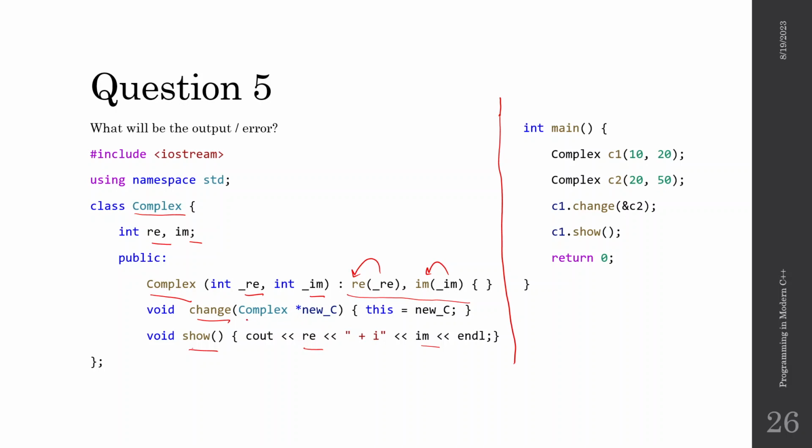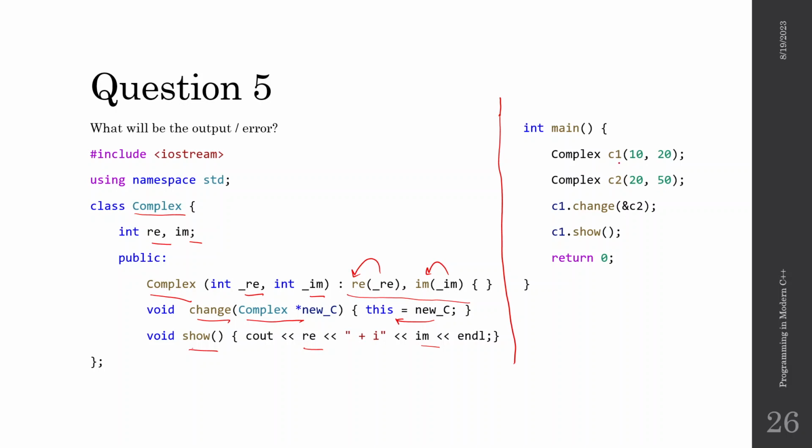This is a pointer to a complex object. It accepts a pointer called new_c, and then it assigns this pointer to this. As you know, this is also a pointer to a complex object, so this assigns new_c to this. So that is the definition body of the class. Now I'll go to the main function.